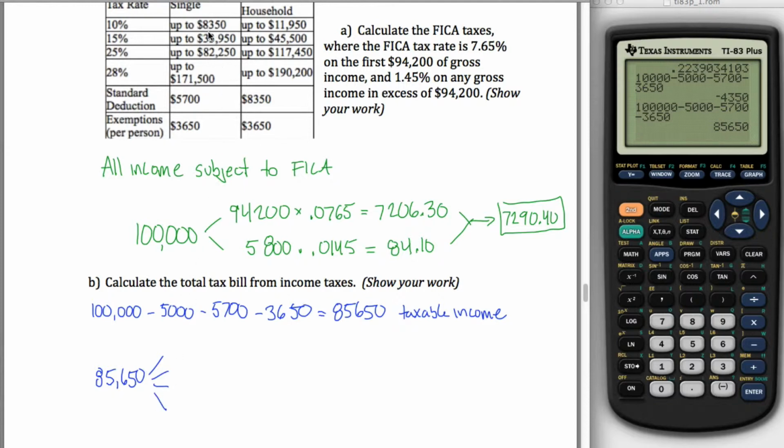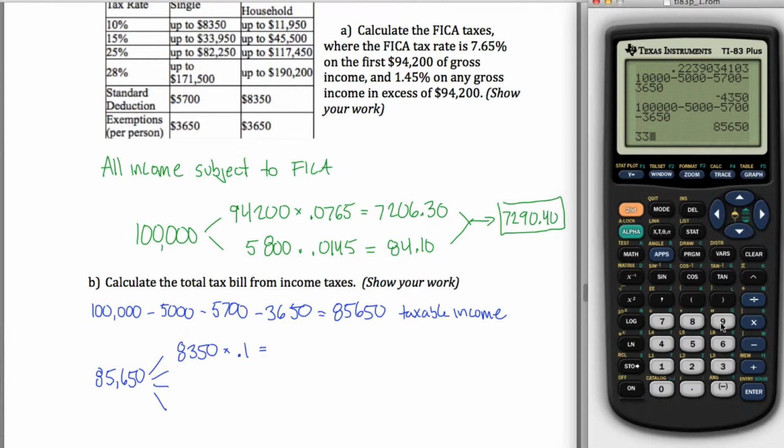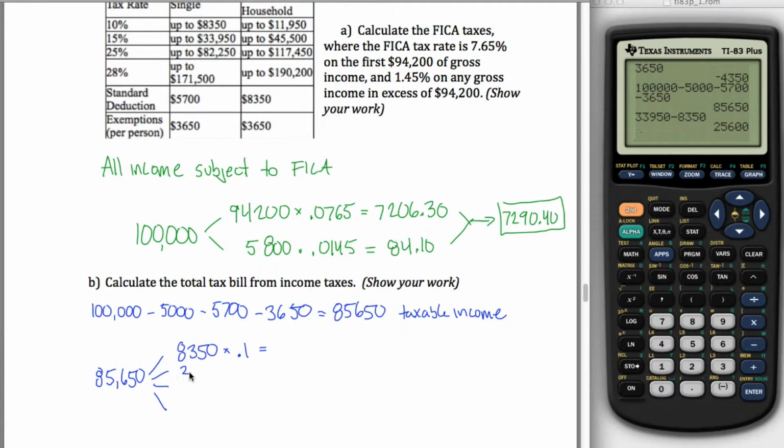If you look at our chart up here, the first $8,350 that I make is taxed at a pretty low rate, 10%. So on my first $8,350, I'm going to get taxed 10%. On all the money up to $33,950. So that does not mean $33,950. That means $33,950 take away what was already taxed at a lower rate, that $8,350. $33,950 minus $8,350 is $25,600. So my first $8,350 is taxed at 10%. My next $25,600, which gets me up to a total of $33,950, is taxed at 15%.